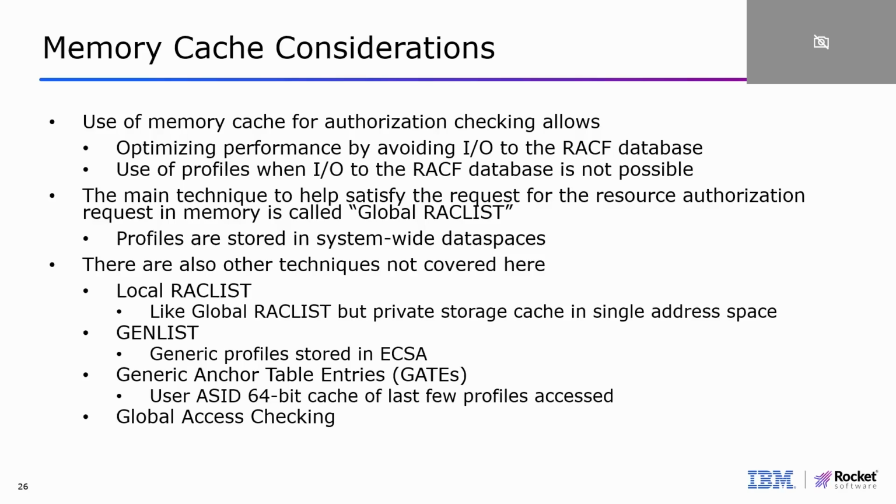There are some other memory cache techniques available. I'm not going to go into them here. You can do local RACLISTing inside private storage of a single address space. There's something called GENLIST. RACF also maintains its own ACEEs and GATES, which is like a 64-bit cache of the last few profiles accessed. And there's a global access table as well. I'm not going to deal with those things in this presentation.